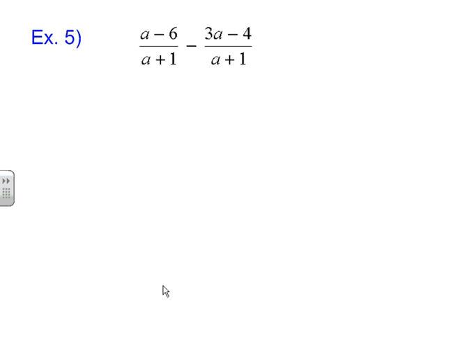Let's take a look here at another problem, this time a subtraction problem. A minus 6 divided by a plus 1, and we're going to subtract 3a minus 4 divided by a plus 1. So let me play a little devil's advocate here and get rid of something, and let's remind ourselves about subtracting things.